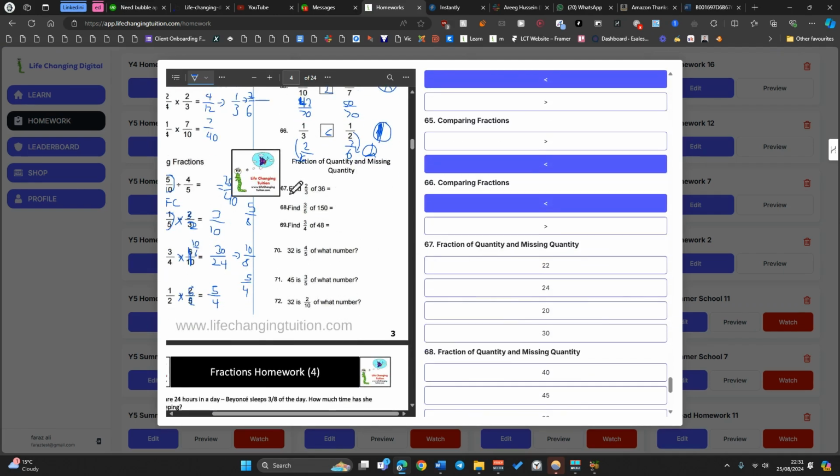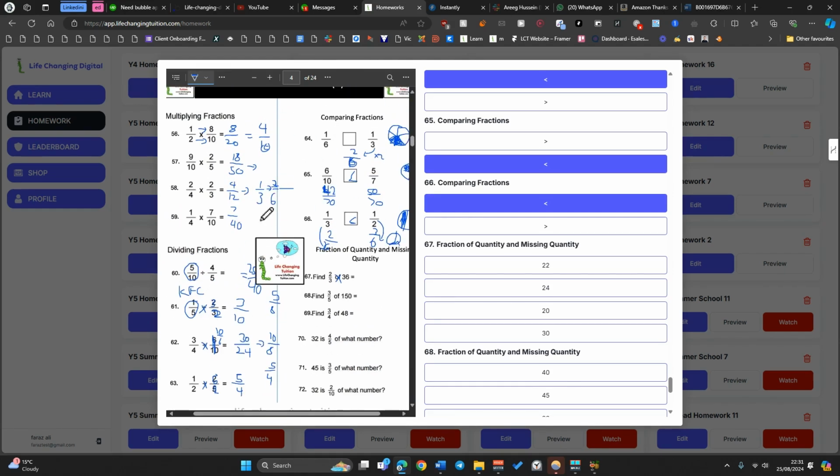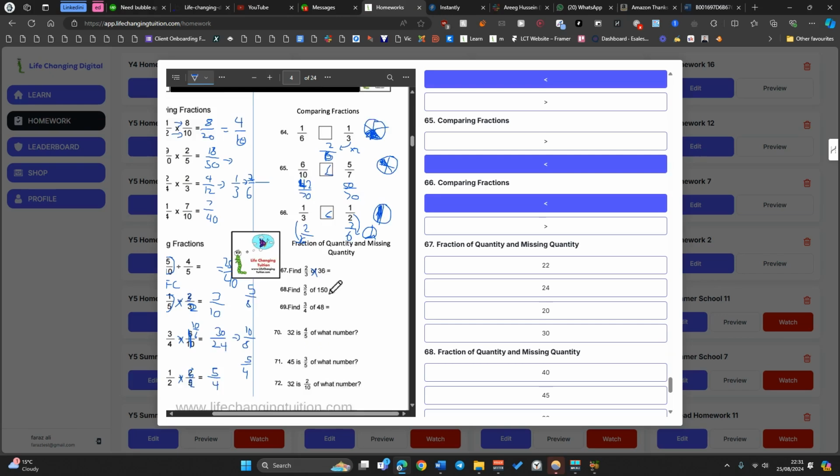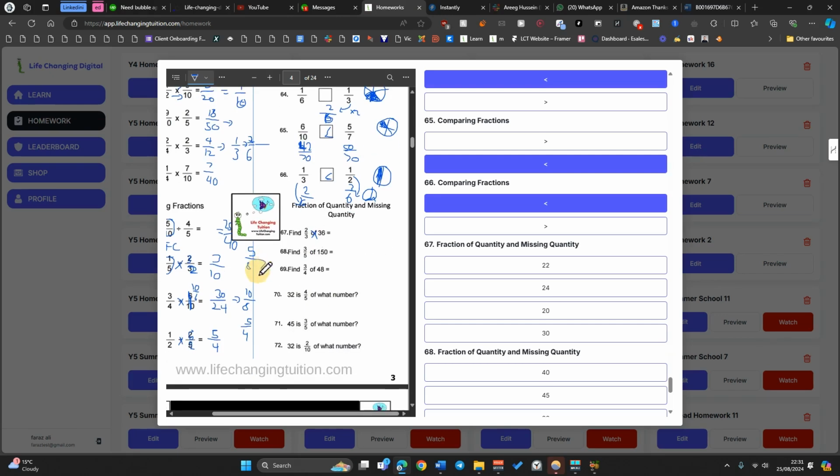Question 67. Find 2/3 of 36. Okay, this 'of' sign basically means times. So all you have to do is 2/3 times 36. Now how can you do that? Well, like I explained earlier, 7/1 basically means 7. So 36/1 means 36. So you can actually just change this to have over 1. Any whole number basically means it's over 1. So now you can times it.